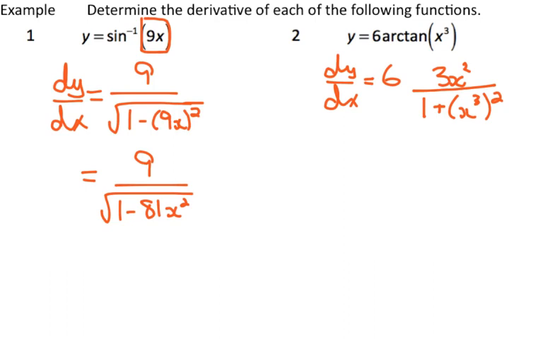There's actually 2 pieces of simplifying we can do here. The 6 can multiply into the 3x squared, which gives us 18x squared on top. And we can deal with the exponent on the bottom, which will give us 1 plus x to the 6th.